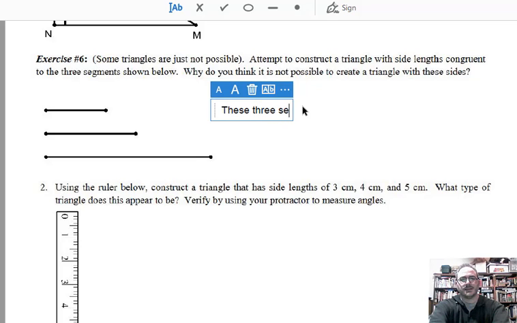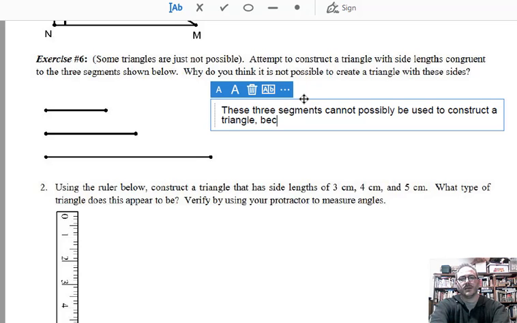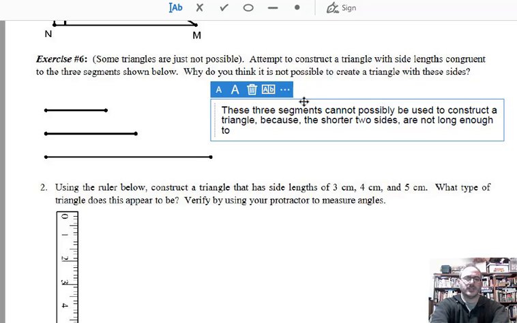These three segments cannot possibly be used to construct a triangle because the shorter two sides are not long enough to bridge the length of the longest side.